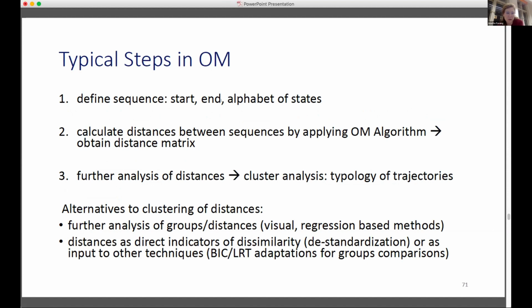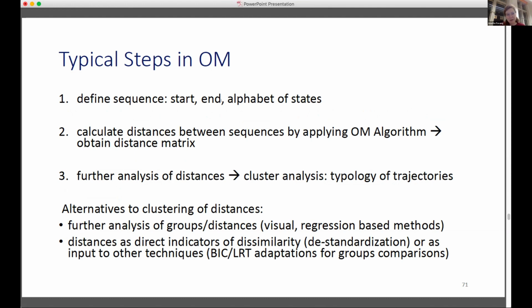So what am I going to do typically if I want to conduct optimal matching? First, I define my sequences, the start, the end, the alphabet of states, and this involves very many decisions, as you learned before, and then I visualize them and understand what's going on. Then I apply this optimal matching algorithm to assess the sequence similarity and get the distance matrix.